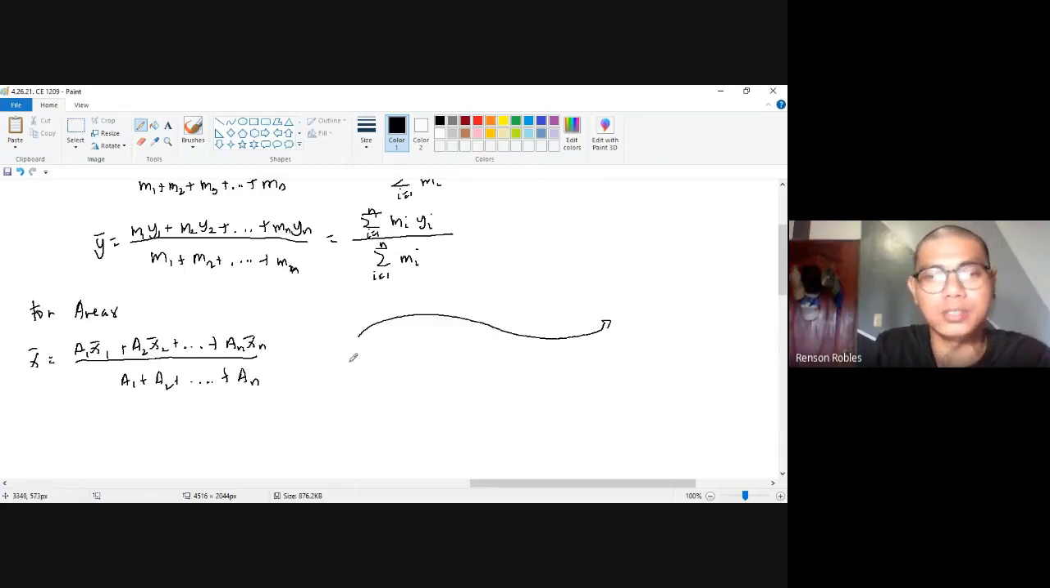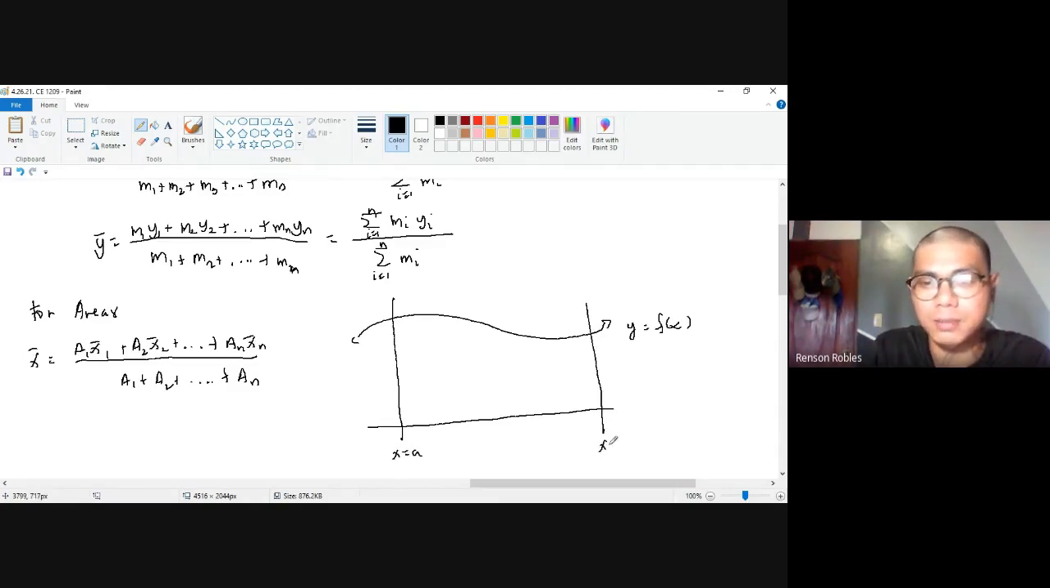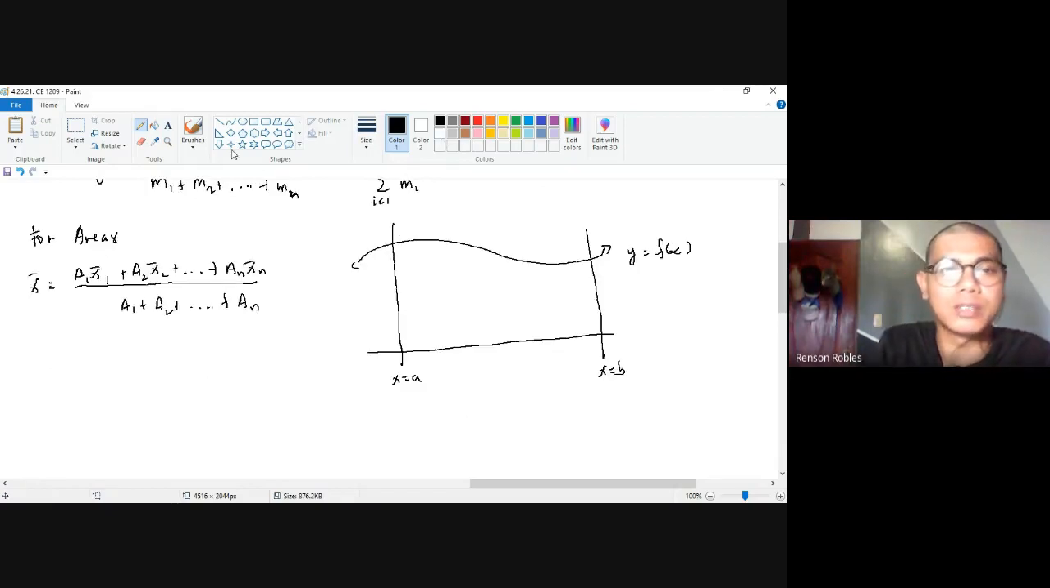So this is the function y equals f of x. Okay, and then this is the x-axis, which happens to be one of the boundaries. And between two vertical lines, x equals a to x equals b. And then, do you recall how we solve for the area? What did we do? We divide this into a series of rectangles, right?